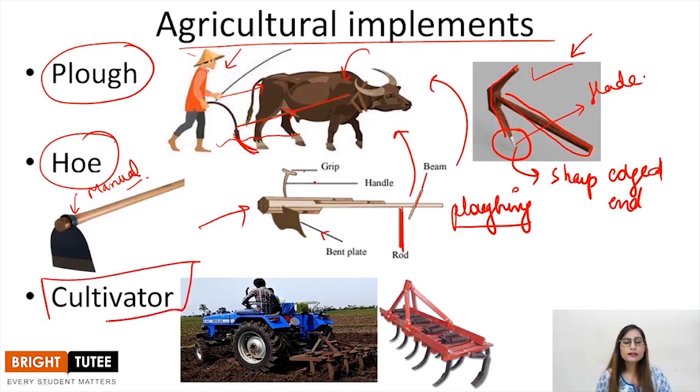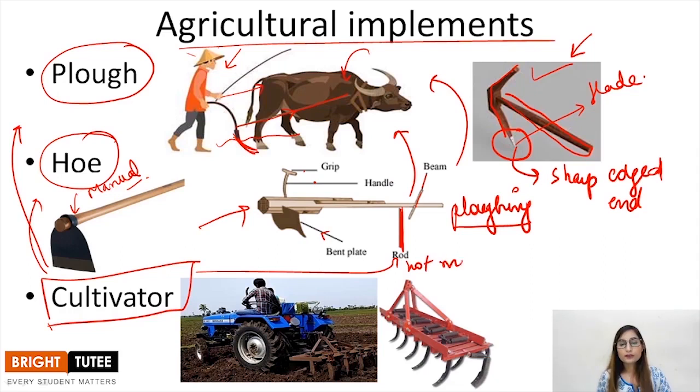Third is cultivator. Now cultivator is also a kind of hoe and plow mixed, but it is not manual. It is kind of an instrument, and it has the better advantage that it does not take any labor. No labor is required because you are not working it manually. The tractor pulls it. The cultivator is attached with the tractor, and it digs many rows at once.